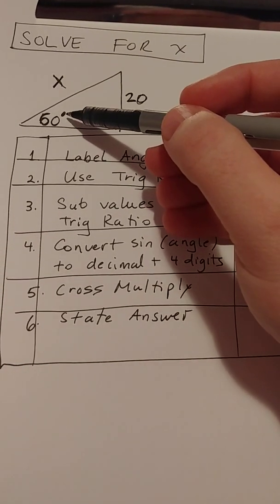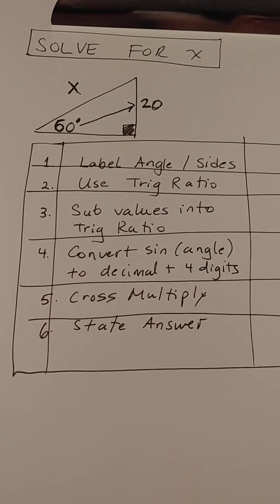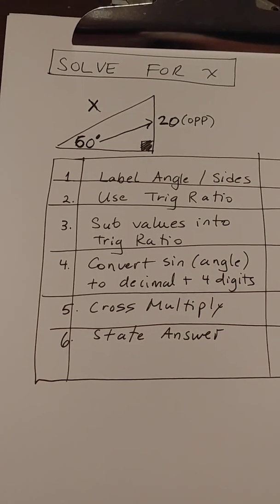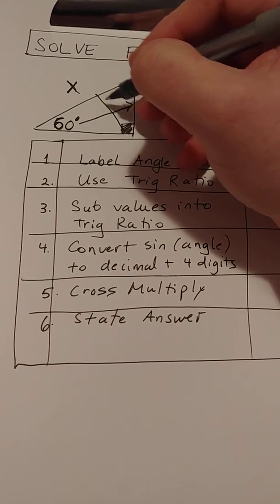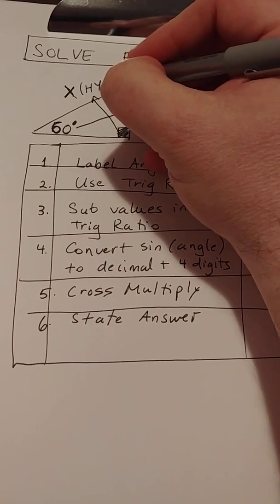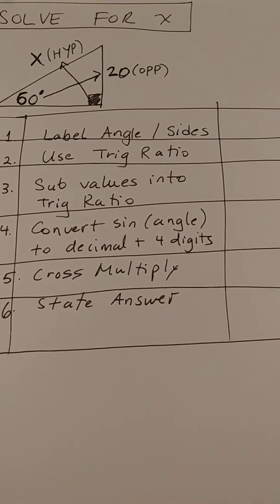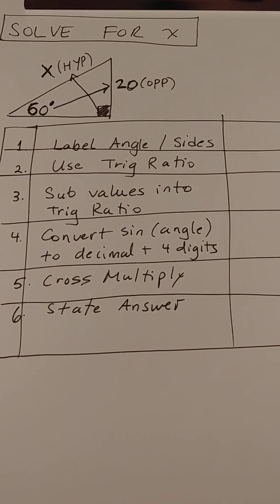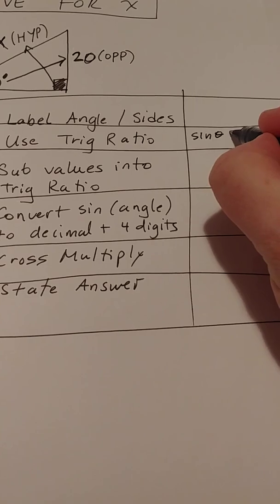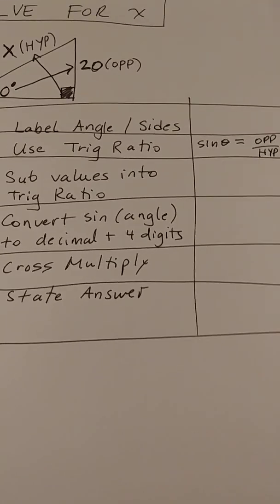If we look at the 60 degree angle as our reference angle, directly across, or opposite, we have a value of 20. So 20 is opposite. In addition, directly opposite the 90-degree angle, we have x. That tells me the hypotenuse is x. So we're going to use the trig ratio of sine. Sine is opposite over hypotenuse. Let's record that as the sine of angle theta is equal to opposite divided by the hypotenuse.